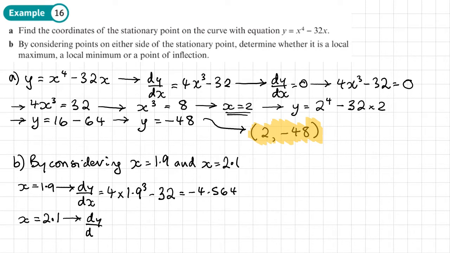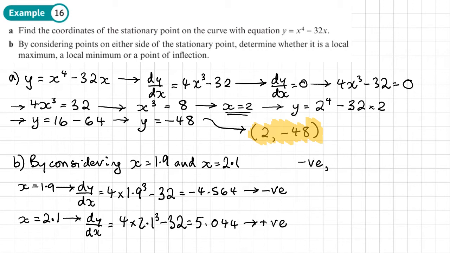And now we will look at what we get when x is 2.1. So dy/dx is going to be 4 times 2.1 cubed minus 32. And that gives us 5.044. So what have we got? Before we get to the stationary point, the value is negative. Then after the stationary point, we get a value which is positive. Now what does this mean? Well, it means the gradient is going negative, then 0, then positive.